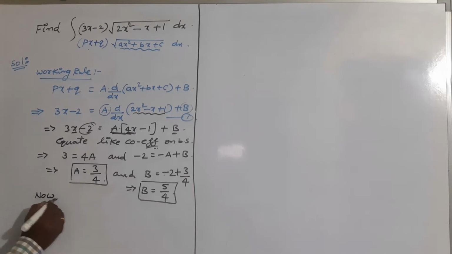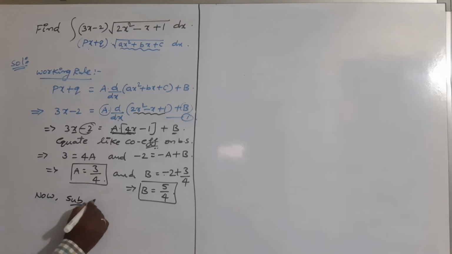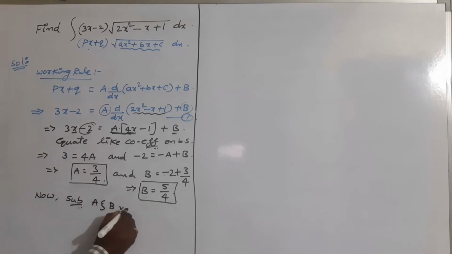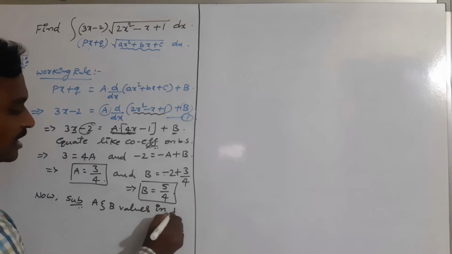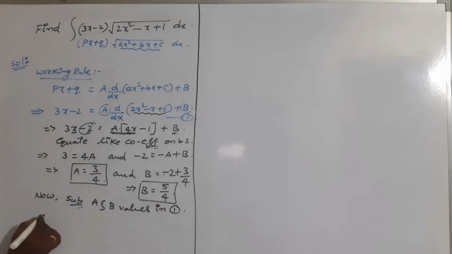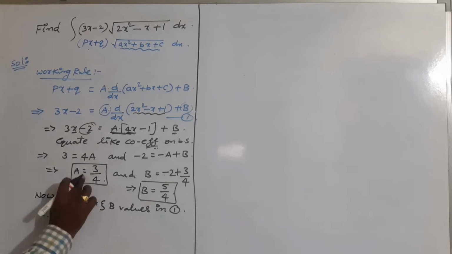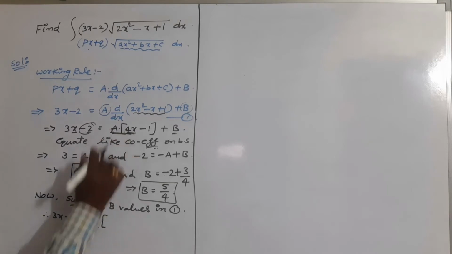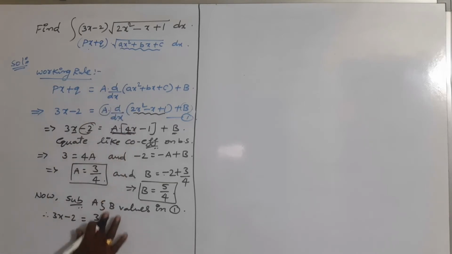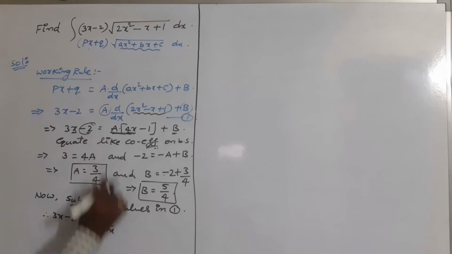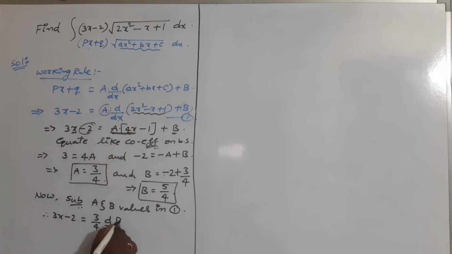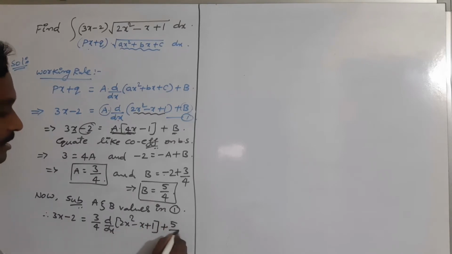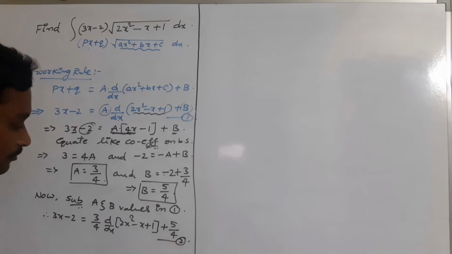Now substitute A and B values in equation number 1. So equation number 1 becomes 3x minus 2 is equal to capital A, which is 3 by 4, into d by dx of 2x square minus x plus 1, plus capital B, which is 5 by 4. Take it as equation number 2.